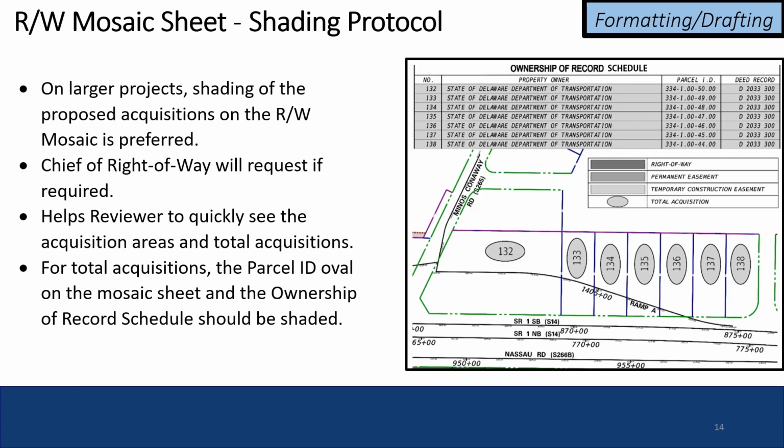For larger or more complex projects, shading of the proposed acquisitions on the right-of-way mosaic is preferred. The Chief of Right-of-Way will request if this is required. This helps the reviewer to quickly see the acquisition areas by parcel and where any total acquisitions are located. For total acquisitions, the parcel ID oval on the right-of-way mosaic sheet and the ownership information in the ownership of record schedule should both be shaded to signify the parcel is a total acquisition.